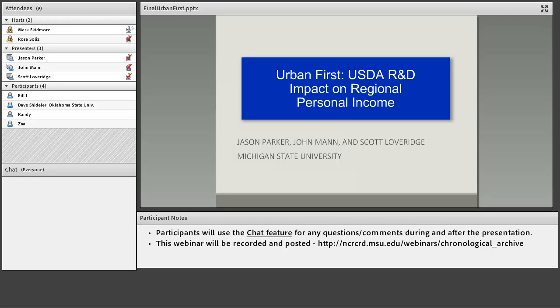And they are going to present some of their work entitled Urban First, USDA R&D Impacts on Regional and Personal Income, where they look at how R&D expenditures flow and have impacts in rural versus urban areas. And so without further ado, I'm going to turn it over to John and Scott and Jason, and they can take it from here.